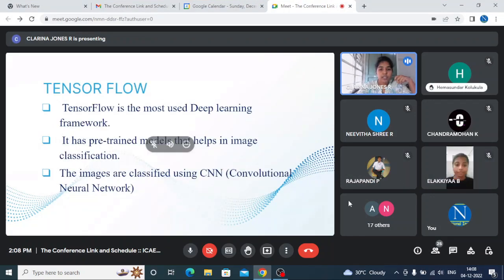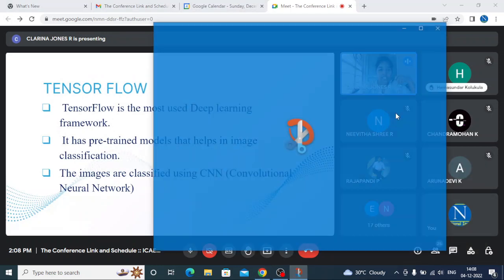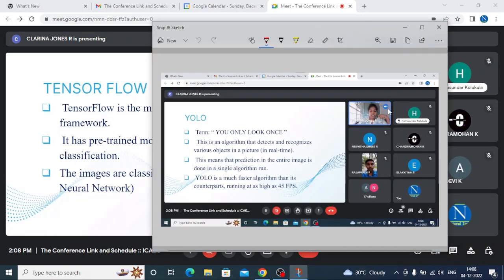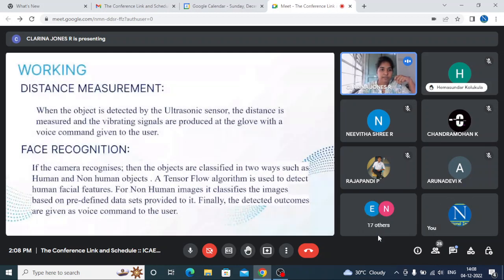TensorFlow: TensorFlow is the most used deep learning framework. It has pre-trained models that help in image classification. The images are classified using CNN, that is, convolutional neural network. Components used in this project are Raspberry Pi module, ultrasonic sensor, Pi camera, and a vibrator device.